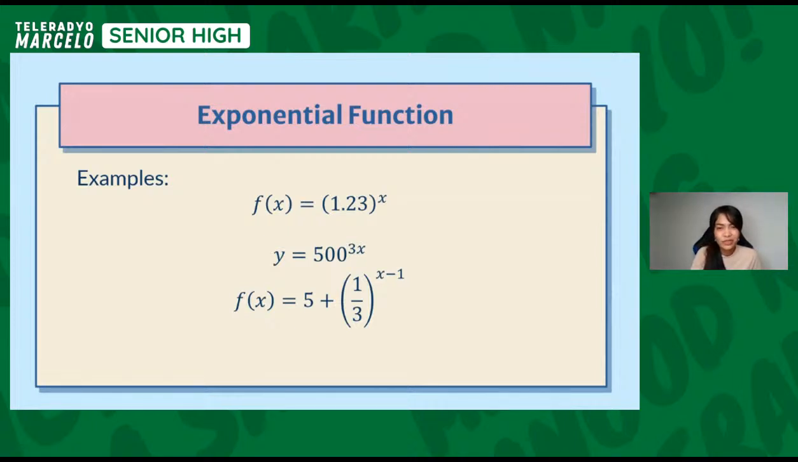As you can see, each of these examples satisfies the definition of exponential functions that we have discussed earlier, wherein the base is greater than 0. So what are our bases here? These are all greater than 0 or positive. And the base is not equal to 1. So we don't have any base here that equates to 1. Also, we can see all the variables in our exponent.